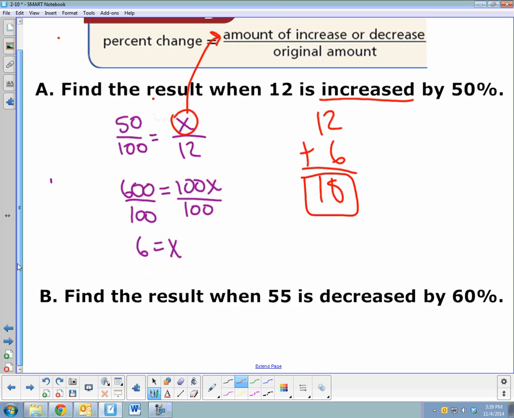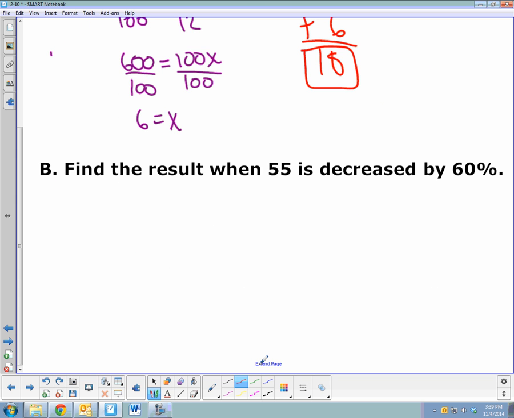So here's another one. Find the result when 55 is decreased by 60%. Same idea. If you want to pause it and try it on your own, feel free. I'm going to set this one up as an equation. So find the percent change. We know how much it changed. It changed 60%. I'm going to write 60% as a decimal. So I get 0.6 equals, I don't know how much it's changing exactly, so that's my variable, n, and I know it started at 55. I'm going to solve for n.